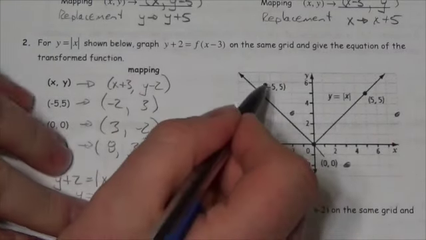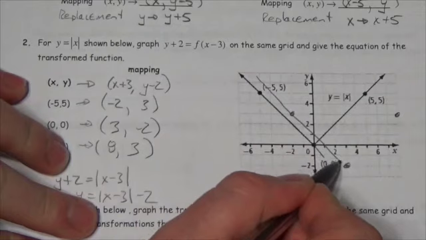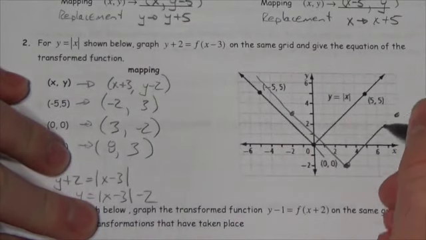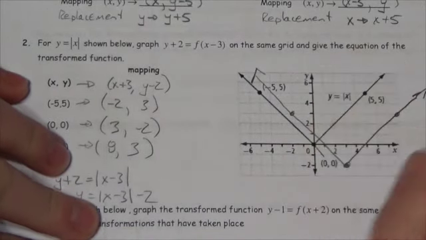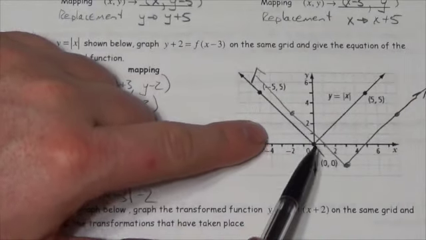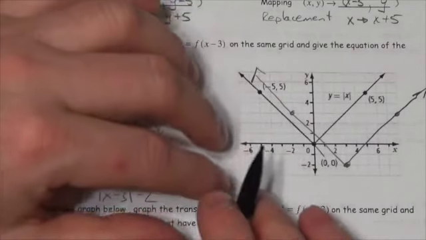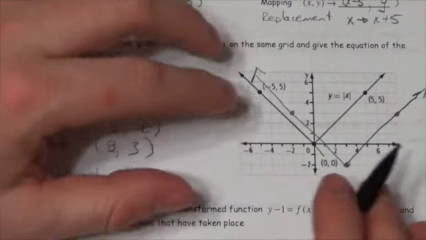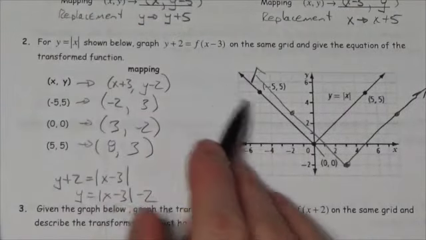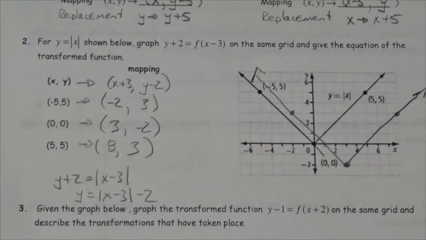And now if we connect those dots, that's what the transformed graph looks like. And notice it's the same shape because translations don't change the way the graph looks, they just change the position of it. And so there we go, 3 over, 2 down. Exactly what we were expecting.